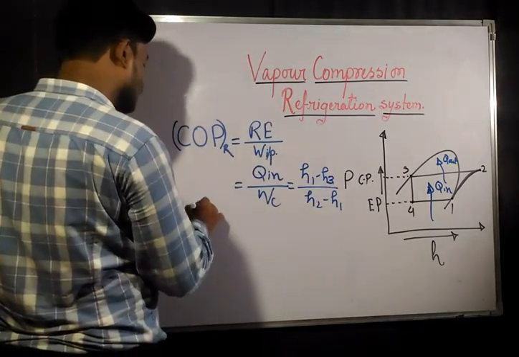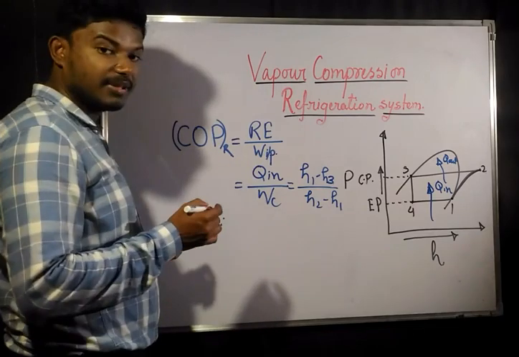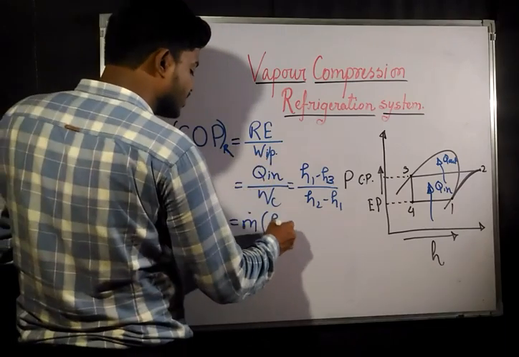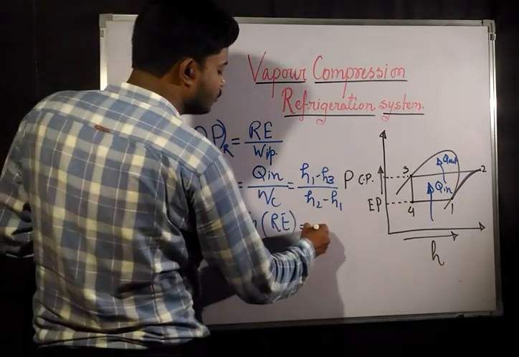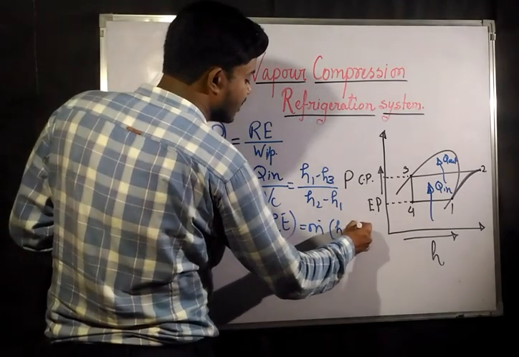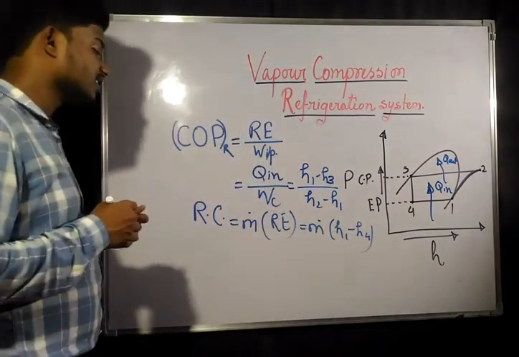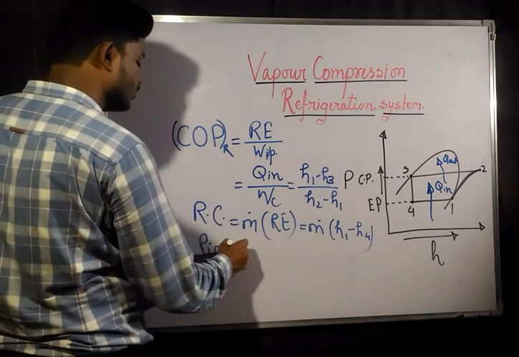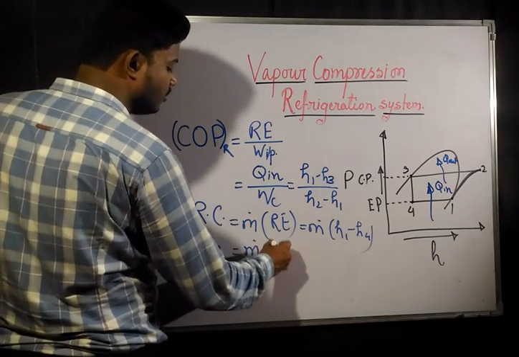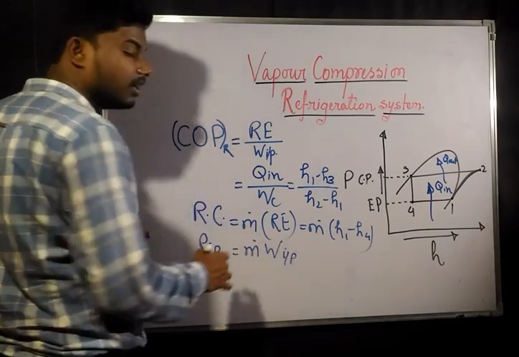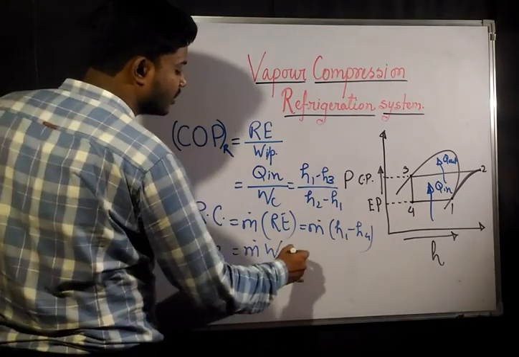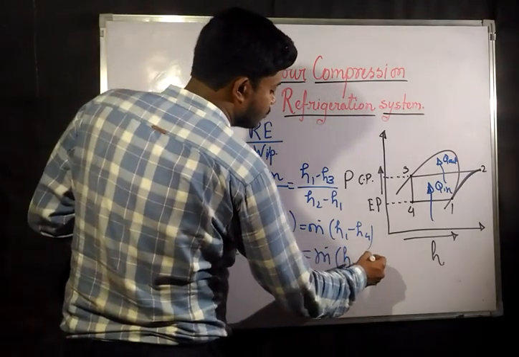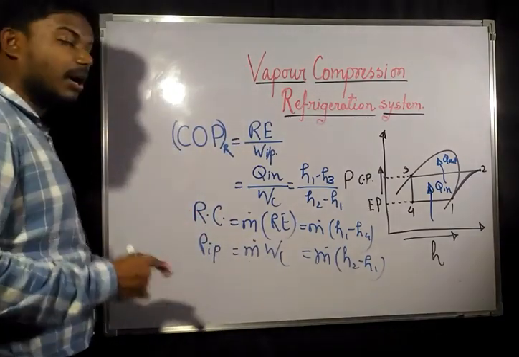Another thing we need to remember is that the refrigeration capacity is nothing but mass flow rate into the refrigeration effect. That means it is m dot into H1 minus H4. This is going to be the refrigeration capacity. And the power input is also the mass flow rate into W input. W input is nothing but the work done by the compressor. So m dot into H2 minus H1 is going to give you your power input.